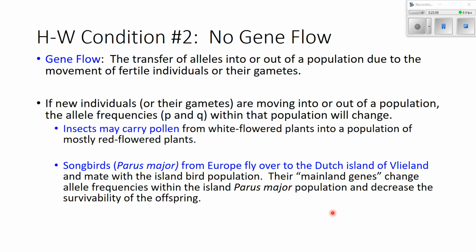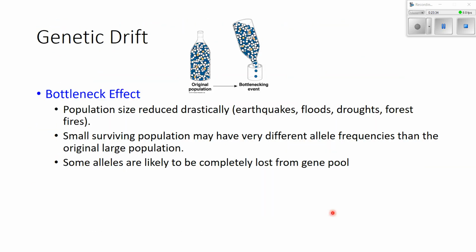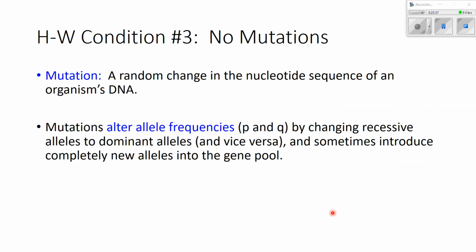Obviously, allele frequencies P and Q are going to change if new alleles, different alleles, are being brought in by individuals immigrating from another population. So therefore, if evolution is not going to happen, if we're not going to change P and Q, there cannot be any gene flow. The population must be really large, and there must be no gene flow, and there must be, condition number 3, no mutations. What is a mutation? You know this. It's a random change in the nucleotide sequence of an organism's DNA.